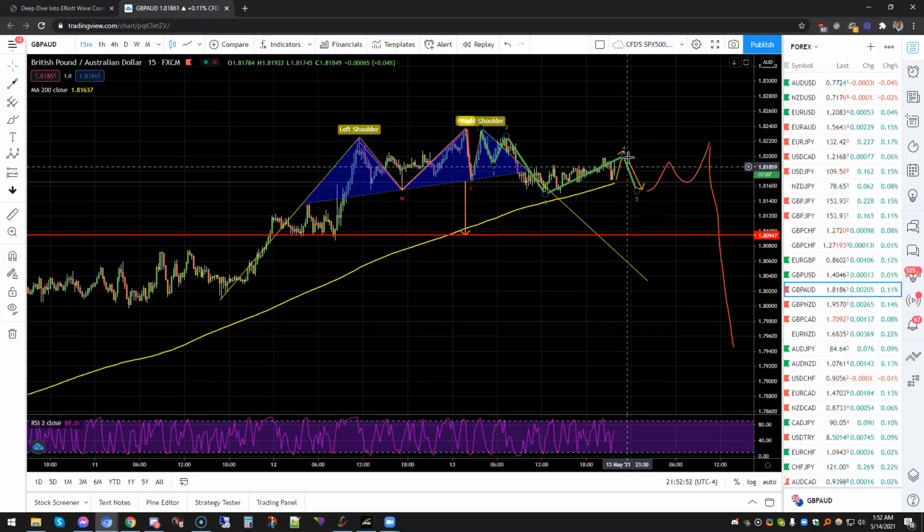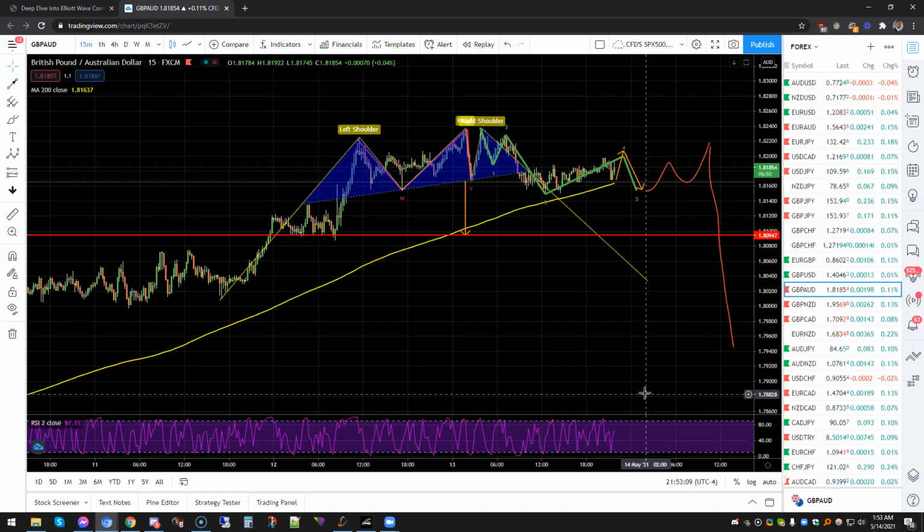If it completes at the measured move, wonderful. We can look to take it to the downside to complete wave 5. Okay, and when it completes wave 5, if it stops in this area, does not go longer, then we will expect to get a correction and then sell again. Okay.